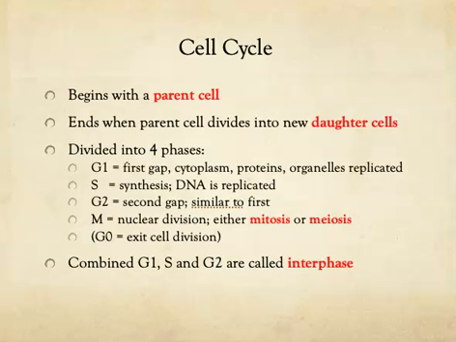So during the first gap, while it looks like nothing's going on, a lot is actually going on. This is the time when the parent cell begins to replicate everything that is inside. The cytoplasm, all of the dissolved proteins, the organelles, everything that is within a parent cell has to be doubled so that when the parent cell is physically divided, each daughter cell gets a full complement of all the materials that are necessary for life.